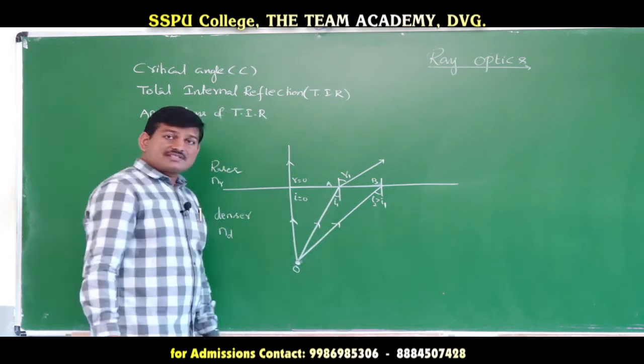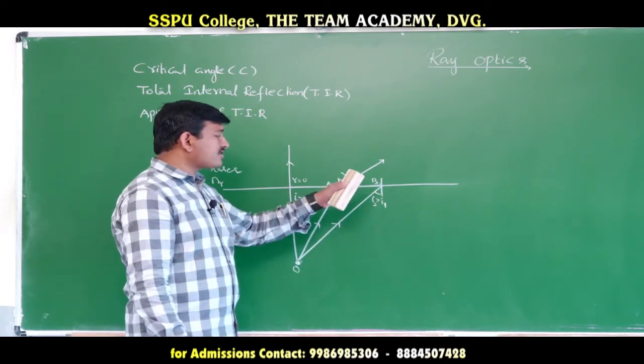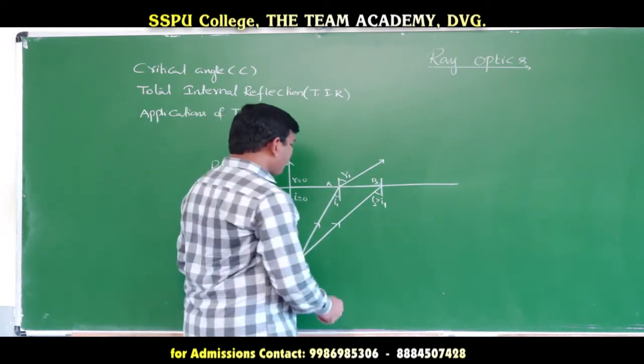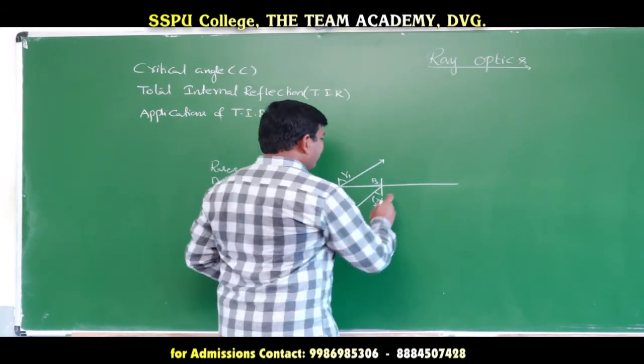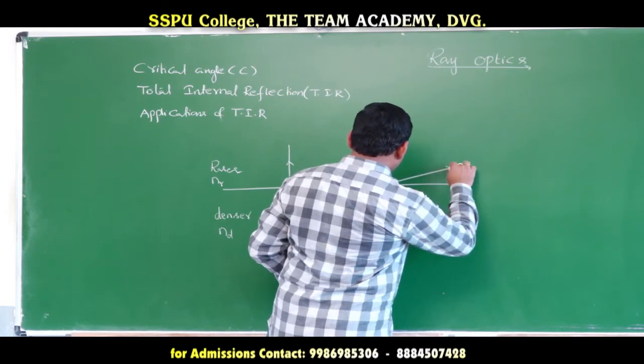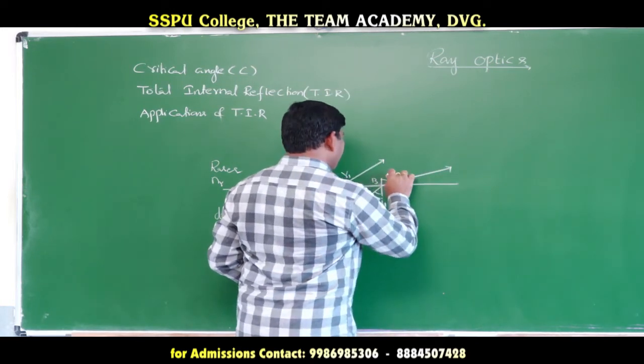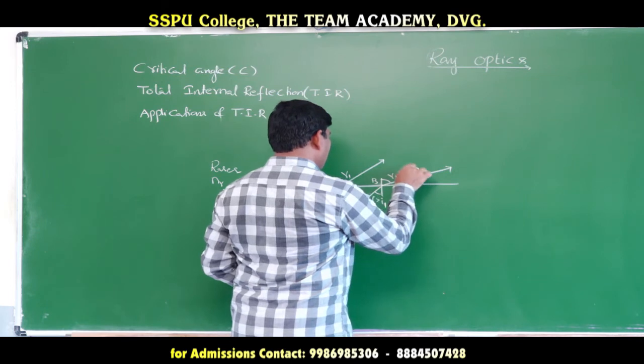As the angle of incidence is increased, the angle of refraction must also increase. Therefore, as this light ray is coming like this, this has to go down like this. Therefore, this will go in this way. So, this is the angle of refraction R2 which is greater than R1.